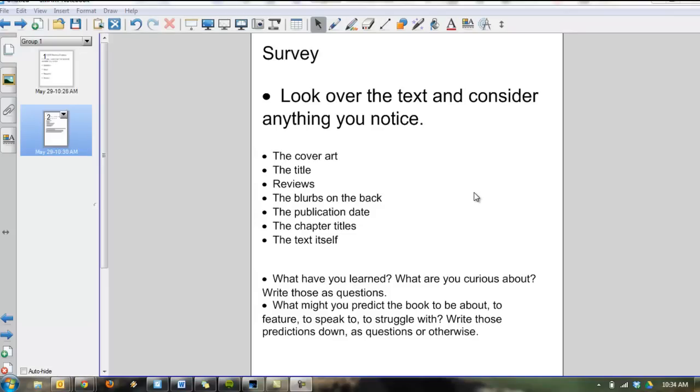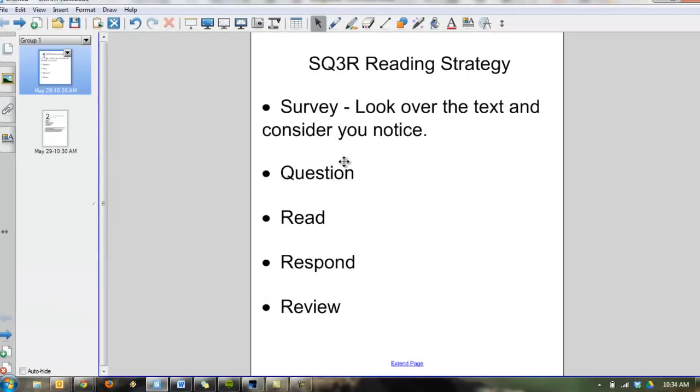At the end of the day, this is what successful readers do. You walk into a bookshop or the library, you're thinking about what's in front of you. What have you learned? What are you curious about? You're going to want to write those down as questions, which actually gets us to the question part of the SQ3R reading strategy.